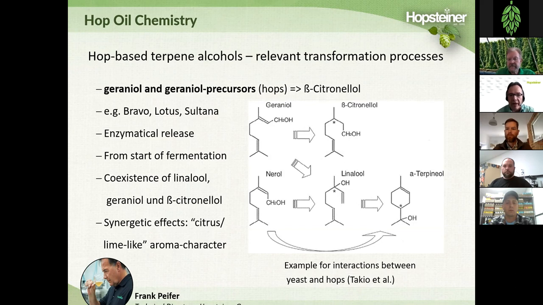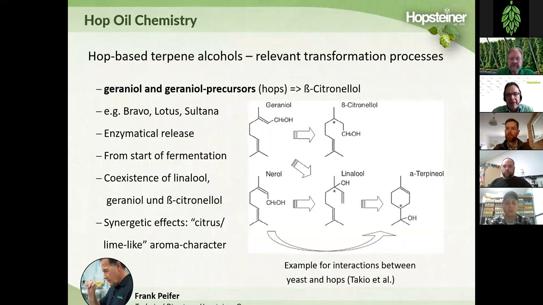They have a very high geraniol potential, and they also have a very high geraniol precursor potential. And you can imagine that the freshness of the yeast and also the enzymatic activity of the yeast has a very high impact on this biotransformation.